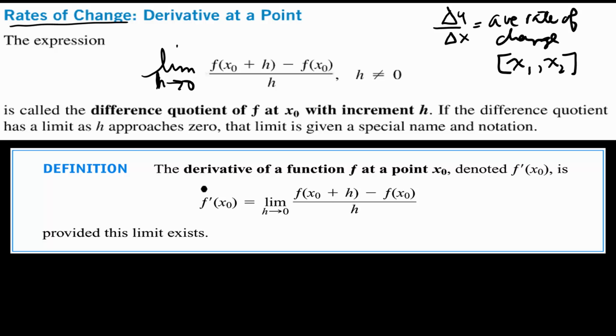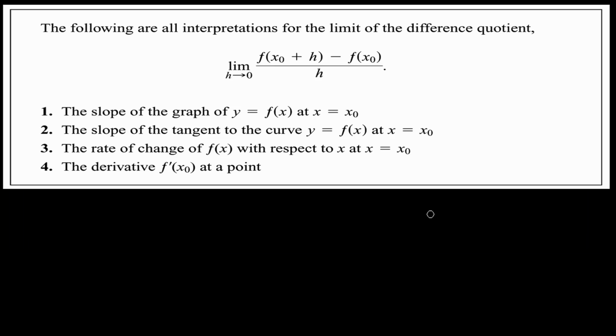So by definition, the derivative of a function at a point x sub 0 is denoted by f prime of x sub 0. It's really just the slope of the line tangent at a particular point, when x is equal to x sub 0. All right, so the following are all interpretations of the limit of the difference quotient when you let h approach 0. So all of these mean this thing.